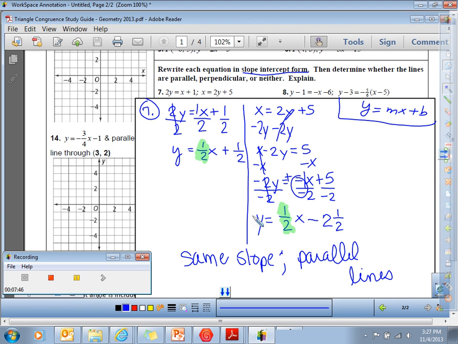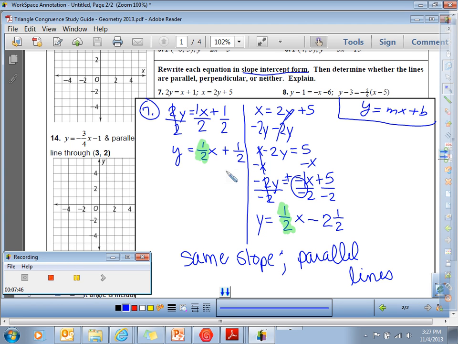And what do you know about perpendicular lines? It's the negative reciprocal, right? They switch. It's reciprocal. The numerator and the denominator flip, and then if it's positive, the other one's negative. If it's negative, the other one's positive.